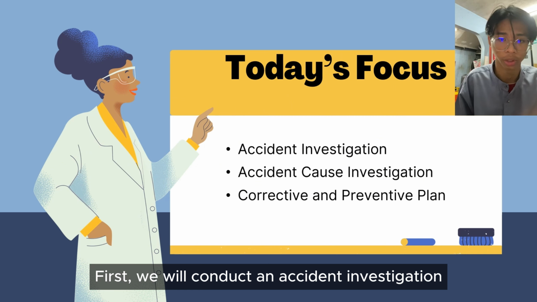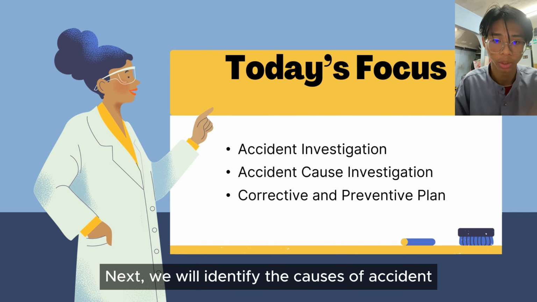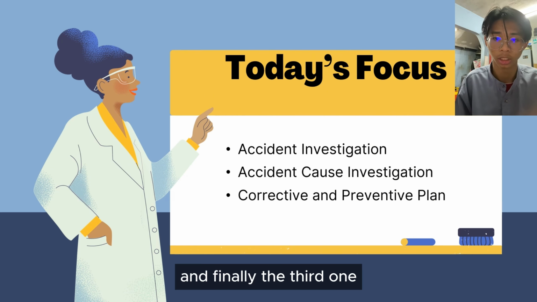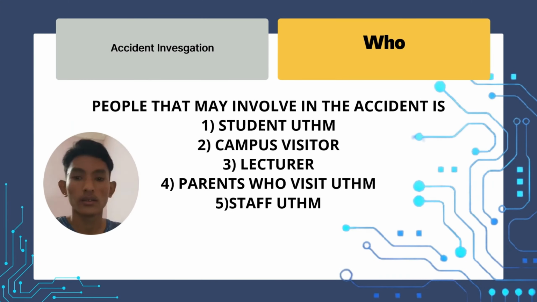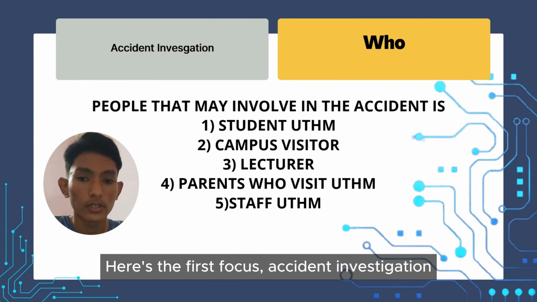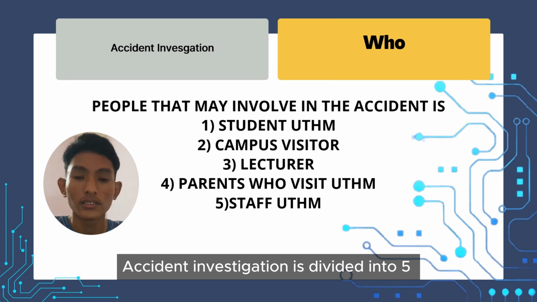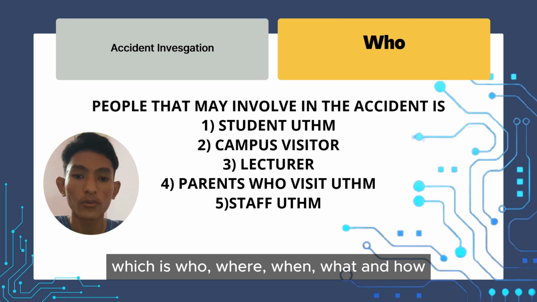First, we will conduct an accident investigation. Next, we will identify the causes of the accident. And finally, we will present a corrective and preventive plan. Here's the first focus, accident investigation. Accident investigation is divided into 5 parts, which are who, where, when, what, and how.